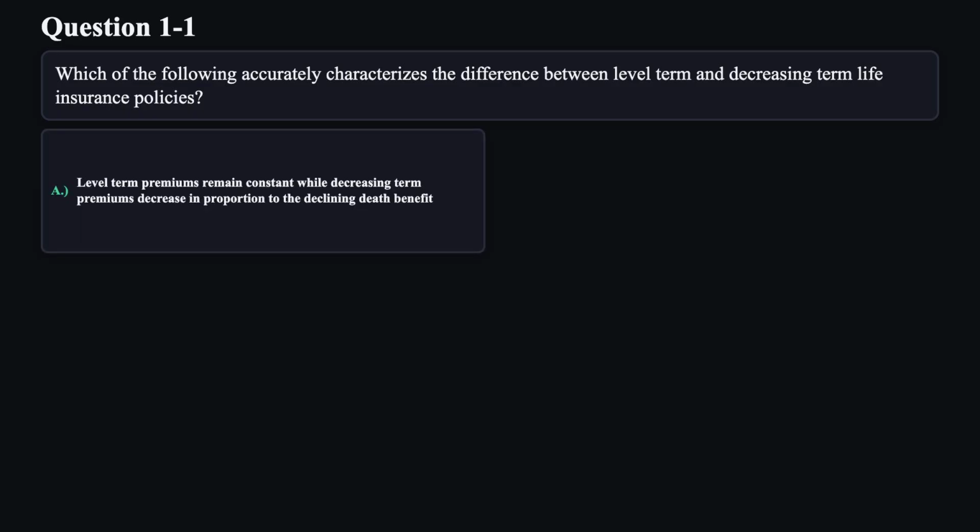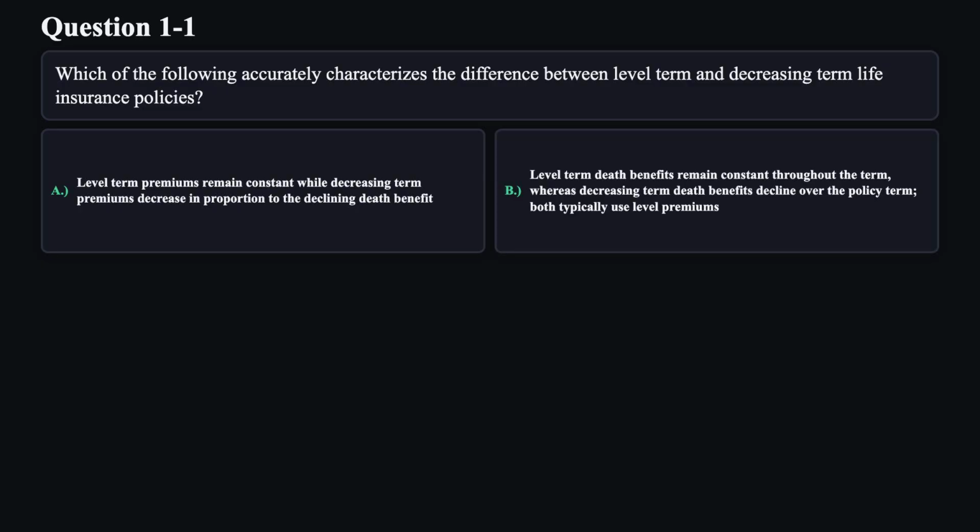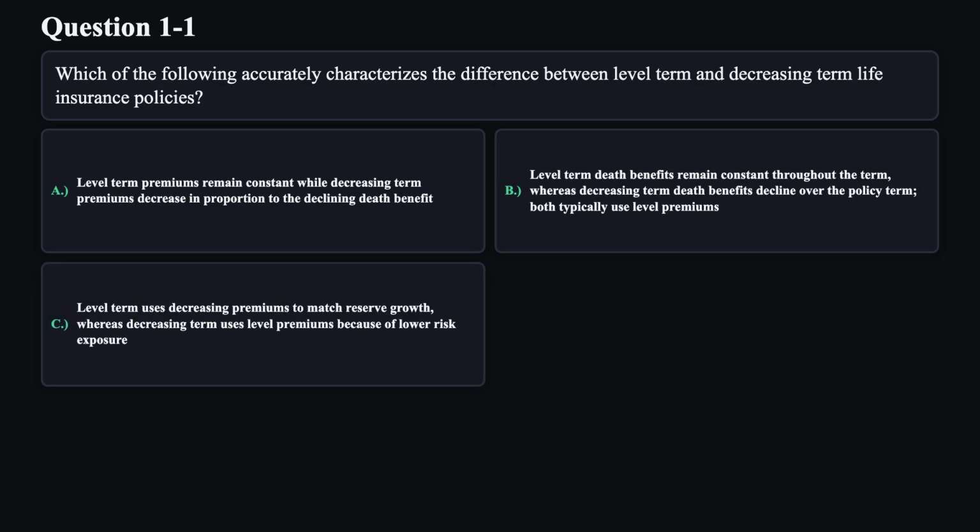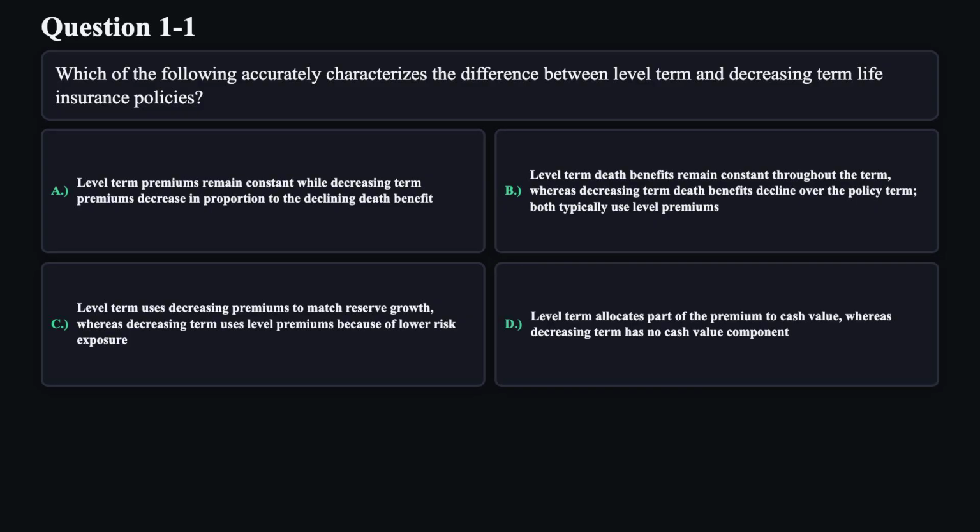A. Level term premiums remain constant while decreasing term premiums decrease in proportion to the declining death benefit. B. Level term death benefits remain constant throughout the term, whereas decreasing term death benefits decline over the policy term. Both typically use level premiums. C. Level term uses decreasing premiums to match reserve growth, whereas decreasing term uses level premiums because of lower risk exposure. D. Level term allocates part of the premium to cash value, whereas decreasing term has no cash value component.